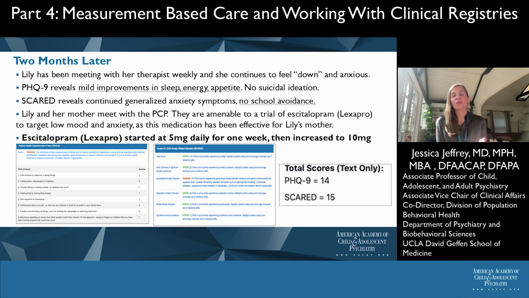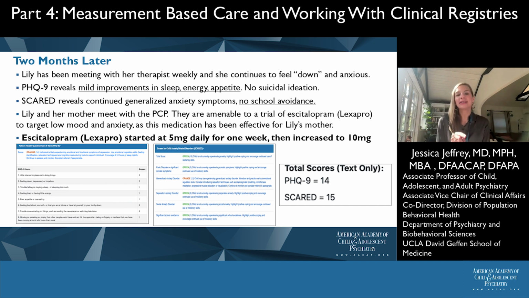So Lily and her mother returned to the primary care provider 2 months later. At this point, we learned that Lily has been meeting with her therapist weekly, but she is continuing to feel down and feel anxious. Now, the rating scales are obtained again, and the PHQ-9 revealed mild improvements in sleep, energy, and appetite, and no suicidal ideation. So she doesn't flag on this particular scale at this appointment, and her rating scale goes to orange. In this particular system, there is a green, which is normal, a yellow, slightly elevated, an orange, clinically significantly elevated, and then a red, which is for safety.